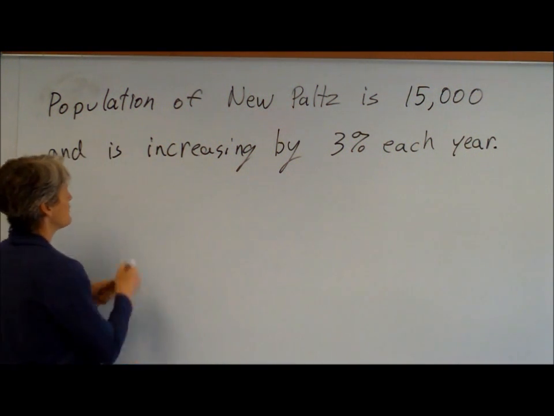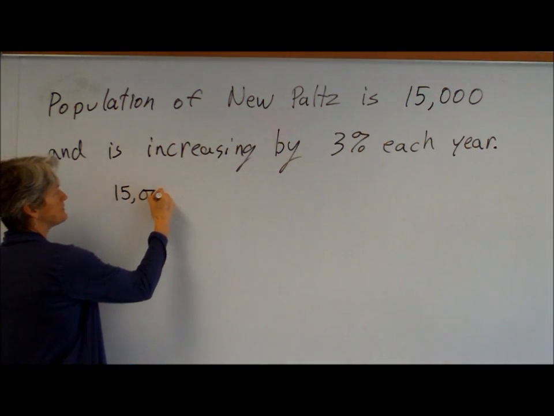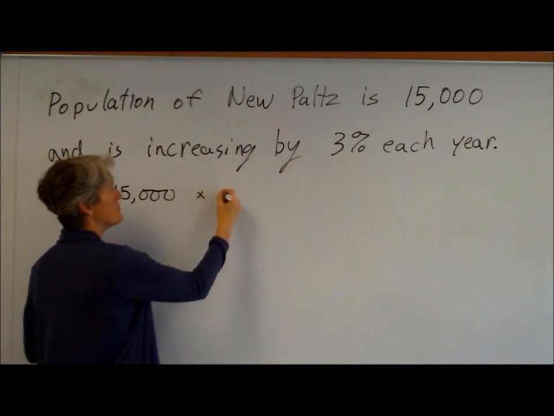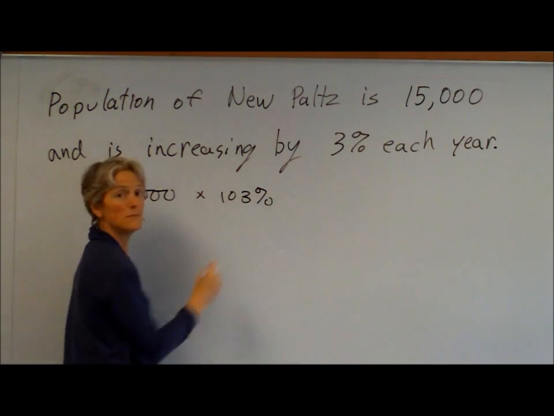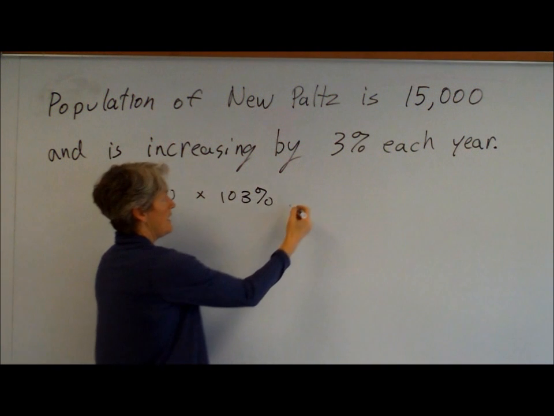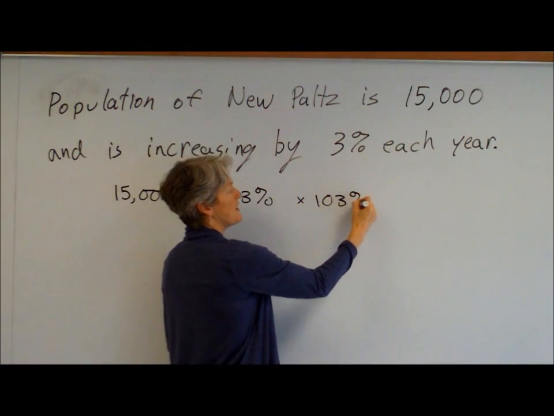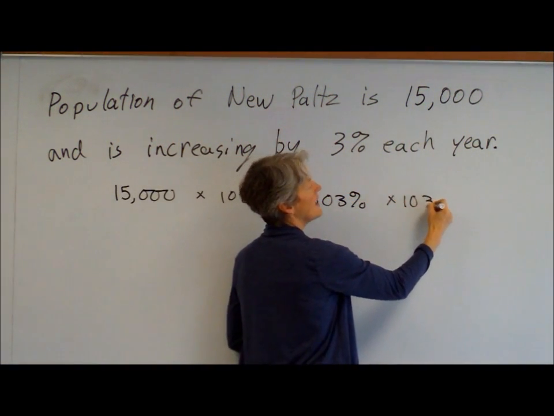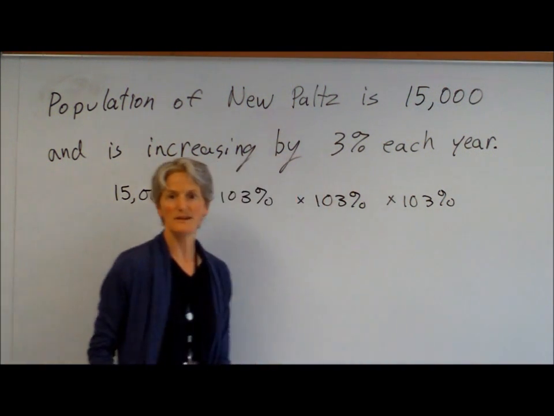So, in other words, if I take my 15,000, I'm going to multiply it by 103%, right? And for the next year, I want 103% again, and 103% again. You get where I'm going here? I think I get it.